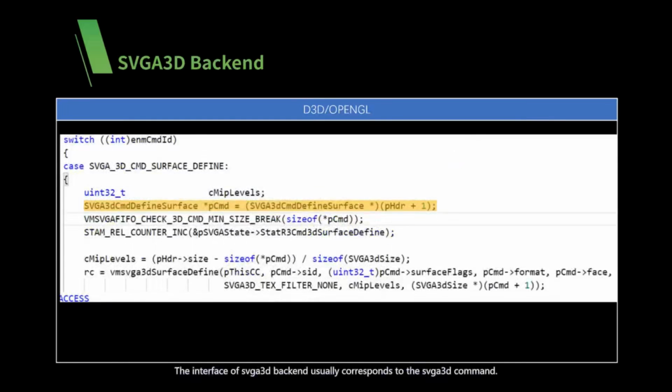The interface of the SVGA 3D backend usually corresponds to the SVGA 3D command. As shown in the figure, the guest sends a service-defined command, which will be processed by the VMSVGA 3D service-defined interface. We need to pay attention to the pCommand parameter, which is data controlled by the guest.